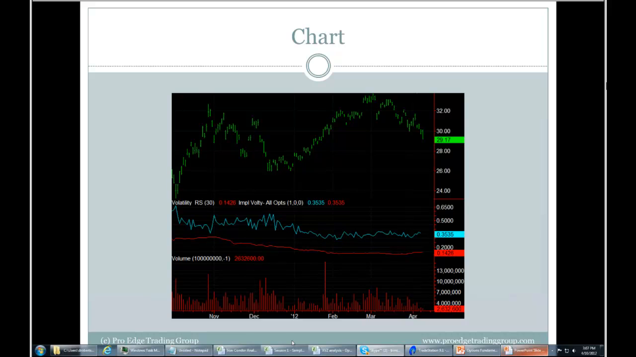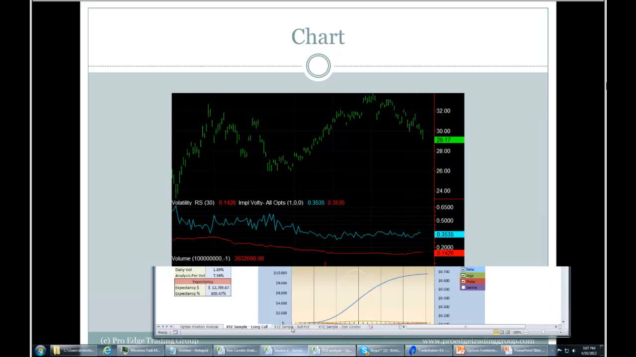Let's start shifting this thing around. I want to take this as a slightly different trade.